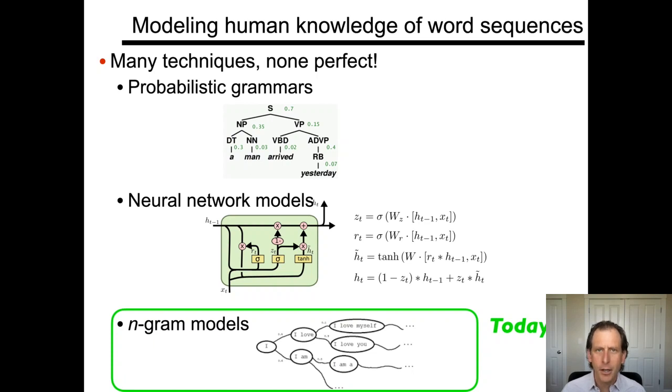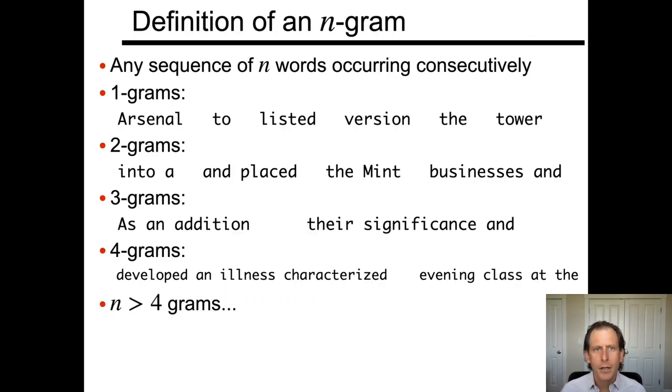So we're focusing today on n-gram language models. First of all, let me give you a definition of an n-gram. It's just a sequence of n words that occurs consecutively together. Sometimes informally it'll be things that occur quite often together, but technically it's really just any consecutive sequence of words that occurs. So for example, unigrams, 1-grams, are simply individual words that occur.